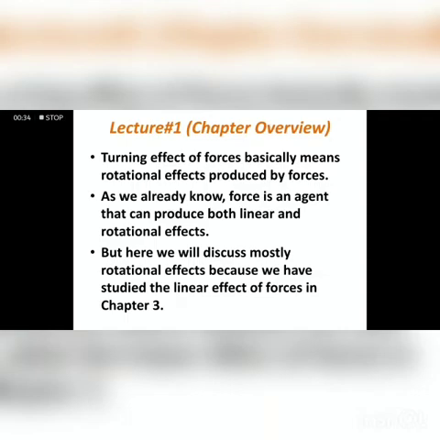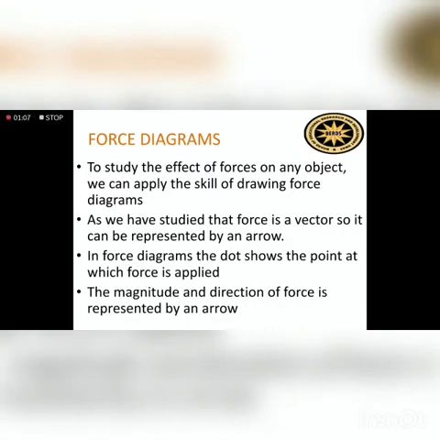So turning effect of forces basically means rotational effects produced by forces, when force helps something to rotate. As we already know, force is an agent that produces both linear and rotational effects. It means when something is moving in a straight line, that's called linear, and when something rotates around its own axis, that is rotational effects. So here we will discuss mostly rotational effects because we have studied the linear effects of forces in the previous chapter, which is chapter number 3. Now our first topic of this chapter is force diagrams.